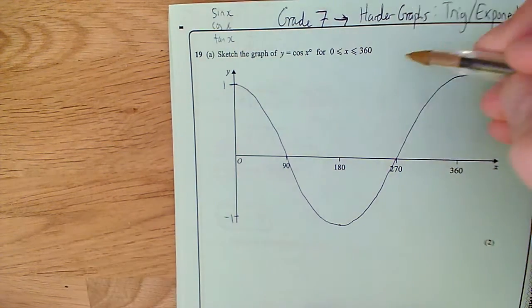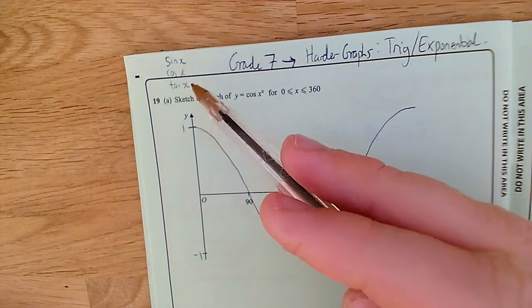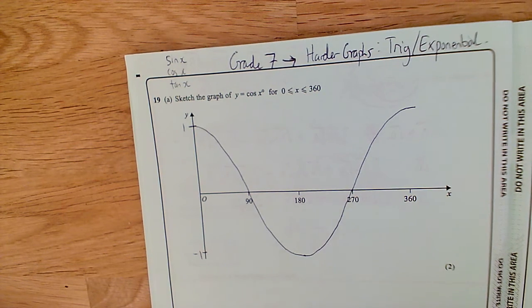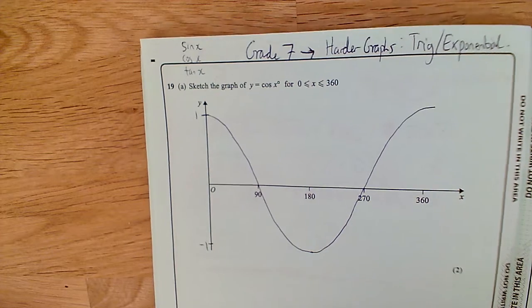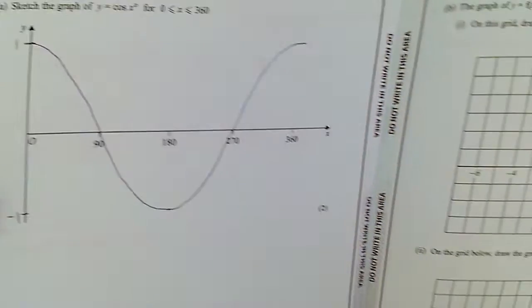So if you go and look this over, it's also worth trying to memorize what the sine x graph in particular looks like, and the tan x graph if you've got time. But that is the graph of y equals cos x. It's something that you just have to remember, really, rather than being that mathematical at the moment.